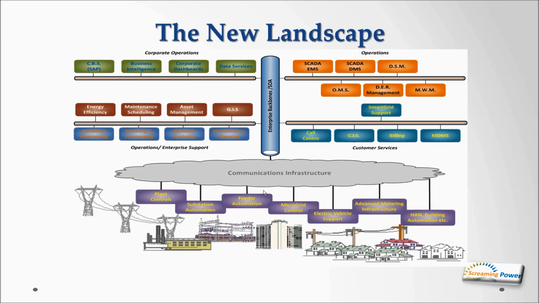If we look at the new landscape, across the bottom of the screen we've got the different technologies, and to the left, we've got the traditional ones, such as plant controls, substation automation, feeder automation, etc. Then we've got the emerging technologies like microgrid control, electric vehicle support, and advanced metering. And over on the right, we've got the technologies that are further out into the future, like building automation.